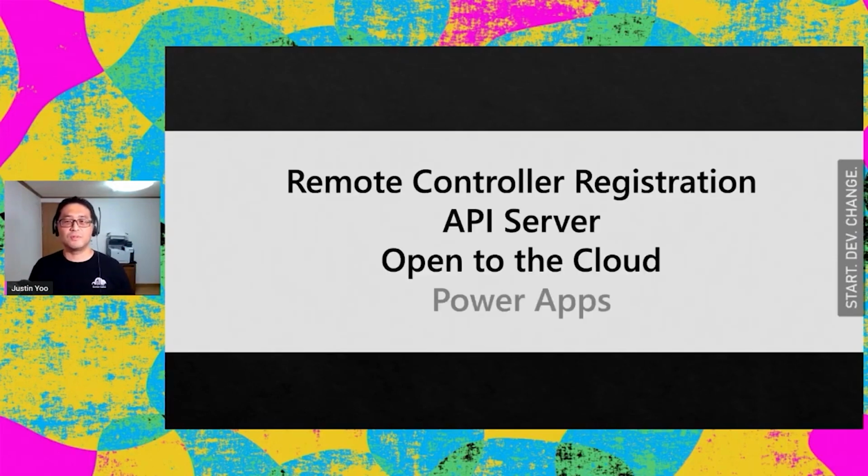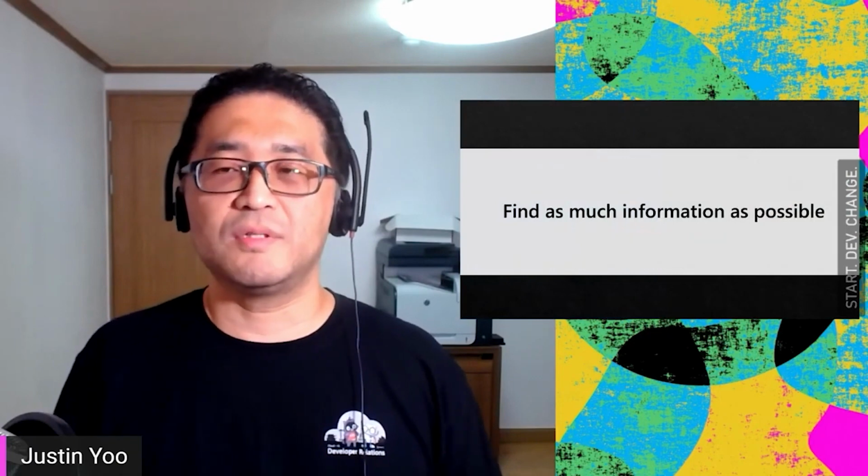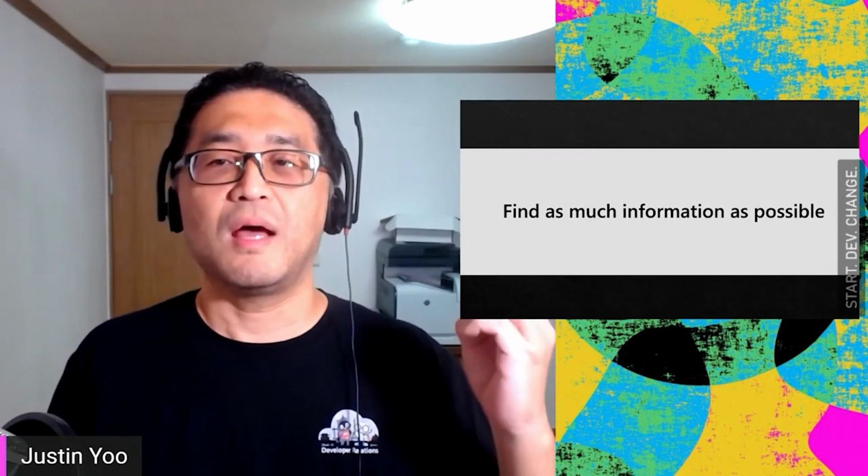In order to turn my Power Apps into a remote controller, I had to follow these 4 steps. The first one, remote controller registration, then build an API server, then open to the cloud, then finally build the Power Apps. The hardest part was, of course, the hardware part. Let's start. The first thing I did was to find as much information as I could, because I had no idea how they work.